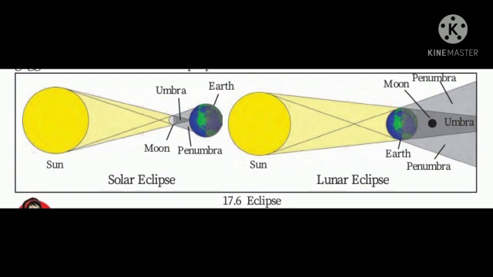A solar eclipse takes place only on a new moon day. It should be noted that the solar eclipse does not occur on all new moon days. As you see in this picture, the second one is lunar eclipse. Now we will see lunar eclipse in detail.